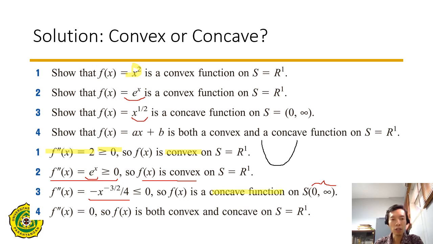Now, the last function is a linear function. If we take the second derivative of this function, we get the value exactly equal to 0. Because the value is exactly equal to 0, it means that this function is both convex and concave. So that's how we use the second derivative to determine whether a function is convex or concave.